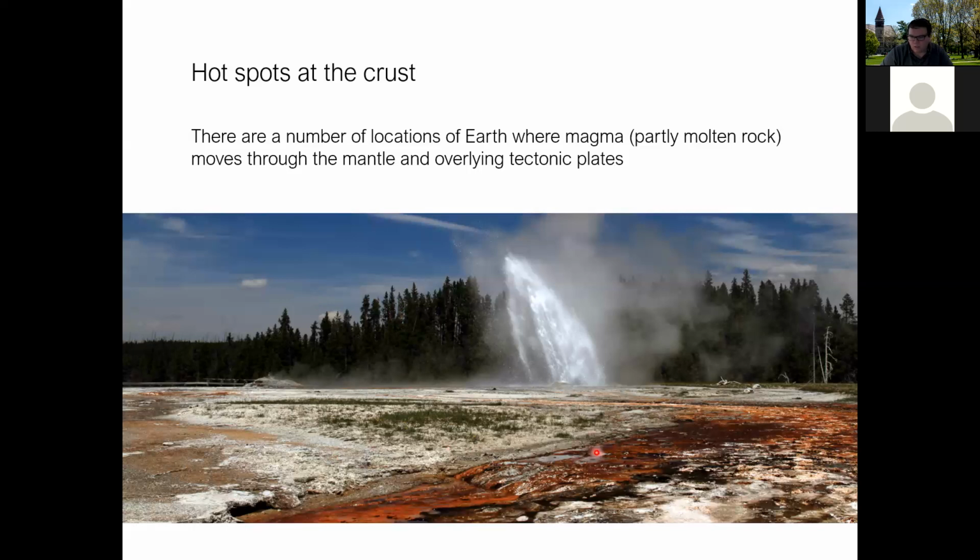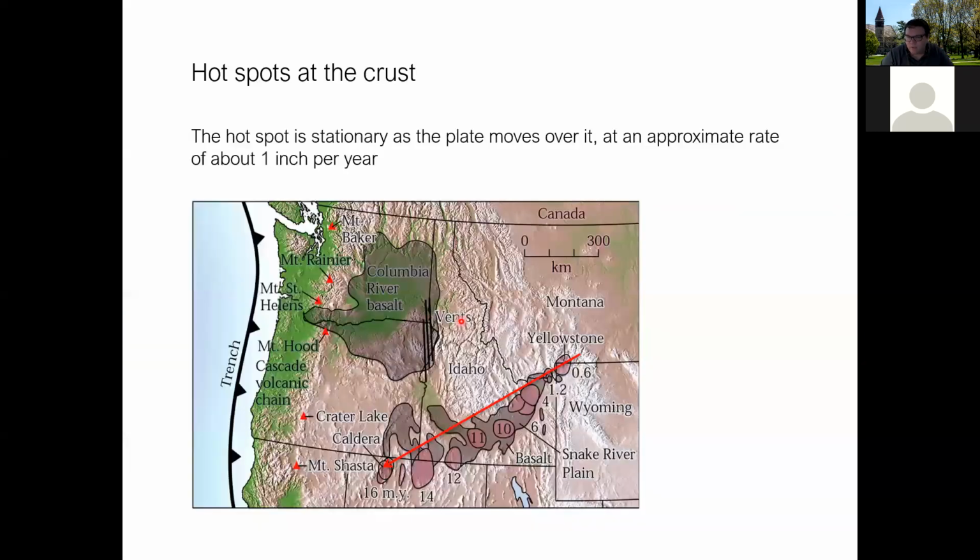Probably everyone knows what this image is, but it's in Yellowstone, right near Old Faithful. If you haven't been there, I definitely recommend you get there. But plumes are sort of the Wild West, if you will, the part of the plan that doesn't fit in that sort of neat idea of three types of plate boundaries.